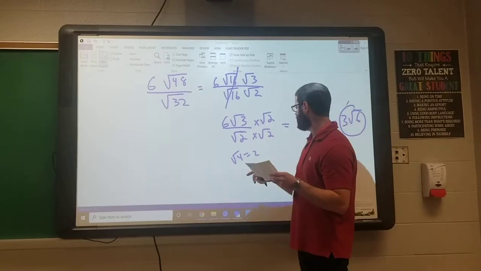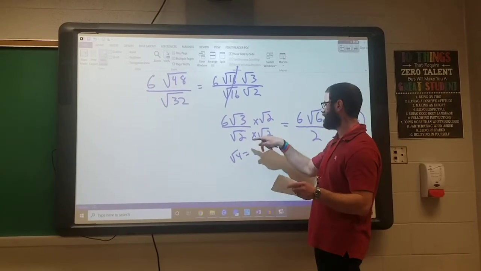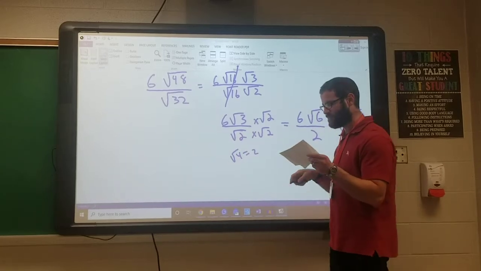Okay. So again, what we did here, we did rationalizing the denominator, which means we got rid of the square root in the denominator.